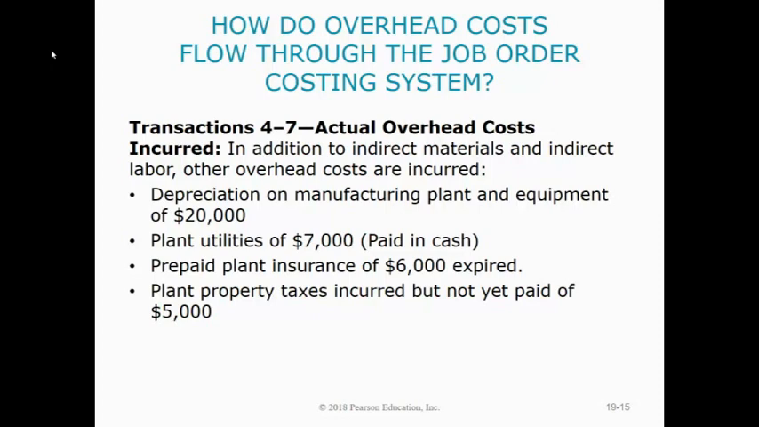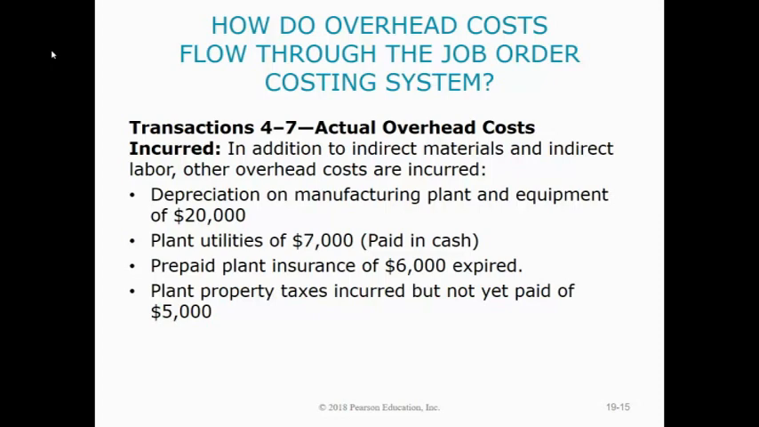So Smart Touch Learning here had depreciation on their manufacturing plant and equipment. There's no good way to trace how much value a piece of equipment has lost, making in this case job 27 versus job 28, 29, etc. So that $20,000 of that needs to go into the pool. They paid plant utilities in cash of $7,000. Again, no one's going to go sit and track how much electricity was used up by a particular machine during the period while it was in use for a particular job. It's just too much work. That goes into the pool.